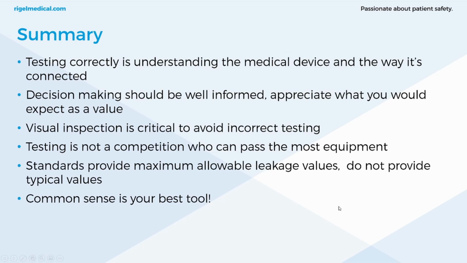So decision making should be well informed. Appreciate what you would expect as a value, and this comes obviously from experience. You're looking at trending, what values you're expecting to see. We can compare values with the same type of instrument and also the year-to-year testing values. Also visual inspection is critical to avoid incorrect testing. We know from the previous webinar that 70% of failures are picked up at this stage. So visual inspection is one of the key areas within the application of electrical safety.